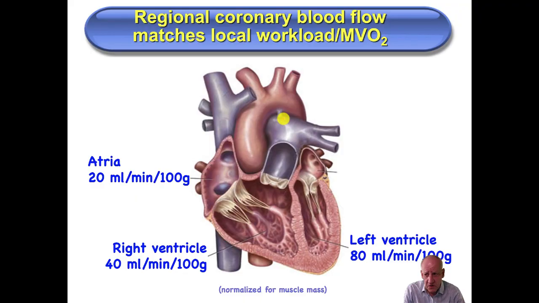The heart also has the highest rate of oxygen consumption per mass of all organs in the body. The resting coronary blood flow of the whole heart is about 140 mils per minute per 100 grams of tissue, and that represents about 5% of the cardiac output. As you would predict, the highest oxygen consumption is seen in the harder working left ventricle, and the least hard-working atria have the lowest MVO2. When oxygen demand outstrips supply, the result is ischemia.